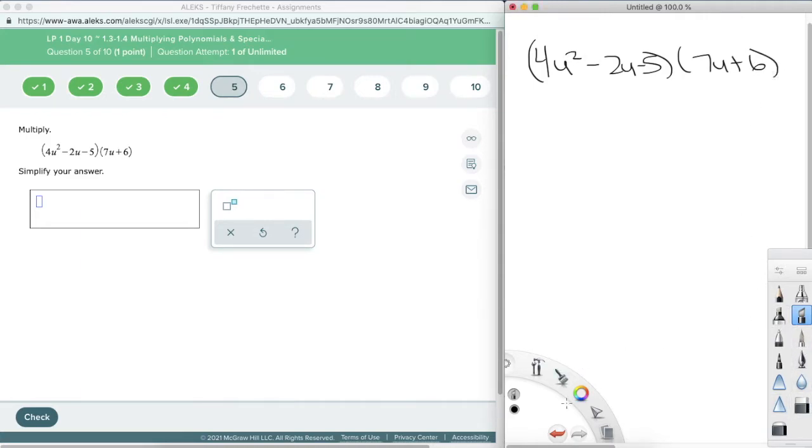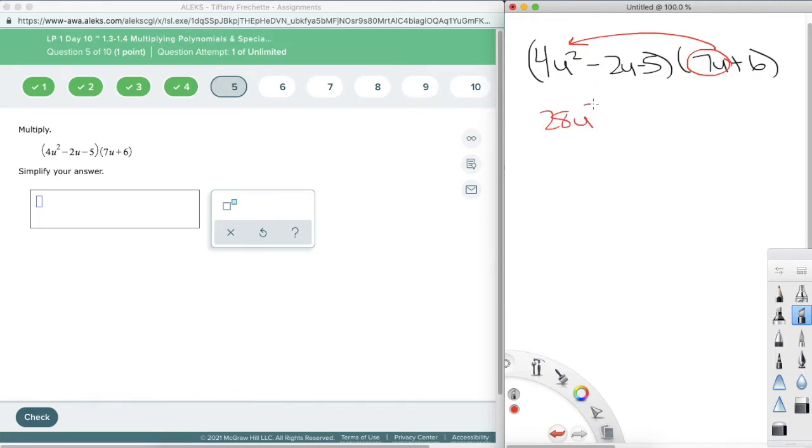So now, and I always like to use the binomial if I can, because I feel like it's a little less distribution. So I'm going to start with this 7u. I know it's on the right side, but it's still the same thing. So I'm just going to go ahead and start multiplying here in the front. So I have 7u times 4u squared, and I get 28. So 4 times 7. U to the third.